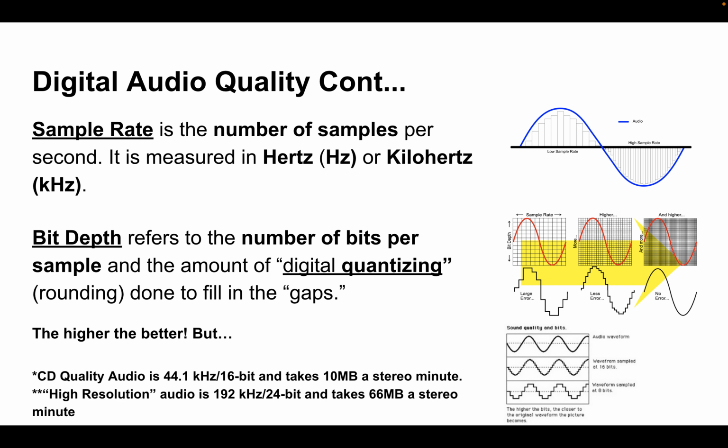Now, sure, higher is better, but you have to consider a few things. The higher, it's going to take more disk space. Disk space is not expensive these days, but it's something to think about. CD quality, which is 44.1 kilohertz 16-bit, takes 10 megabytes per stereo minute. So a 3-minute song is going to be 30 megabytes. Audio that's at 192 kilohertz 24-bit takes 66 megabytes per minute. What is that, like 190 megabytes for a 3-minute song? Don't quote me on the math there.